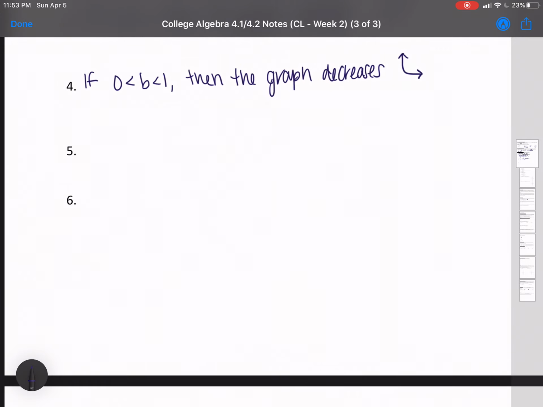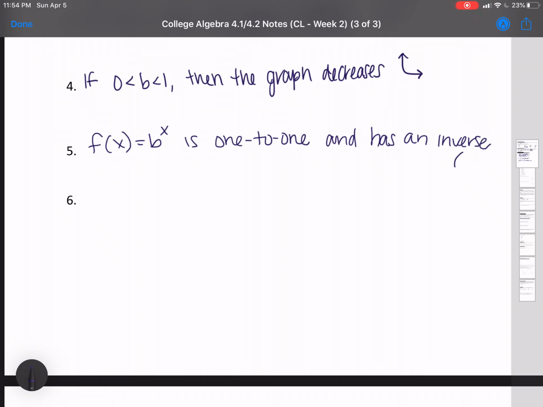All right, number 5, we have f of x equals b to the x power is 1 to 1. Meaning for every x value, it has only one y value, and for every y value, it only has one x value, which means it has an inverse. And that inverse is what we're going to look at here in a bit in 4.2.